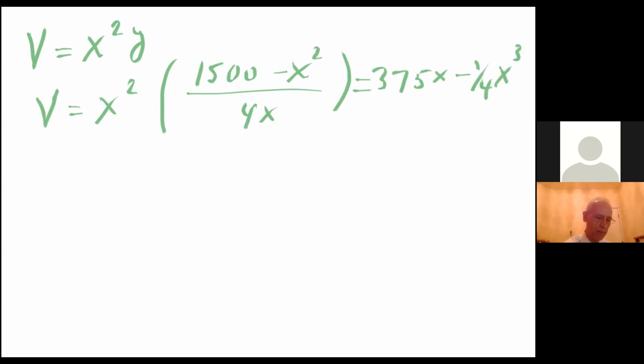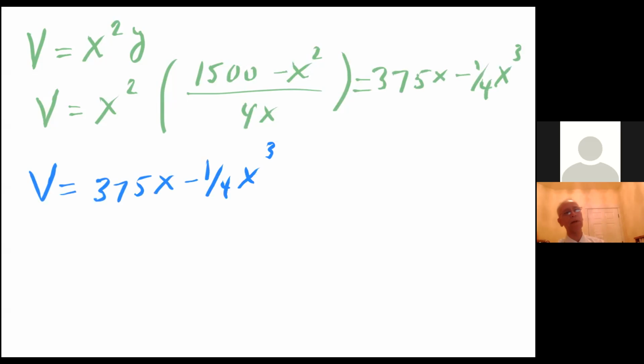Okay, so now I'm going to rewrite this in blue. Volume equals 375x minus 1/4 x cubed. And now I'm going to go ahead and graph this on Desmos.